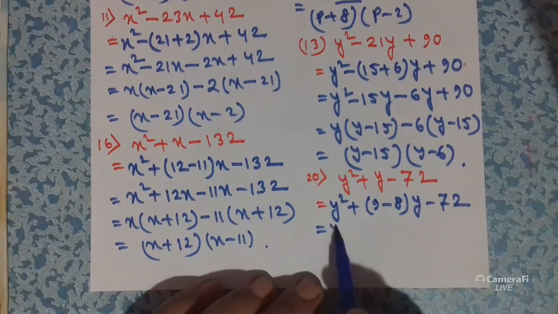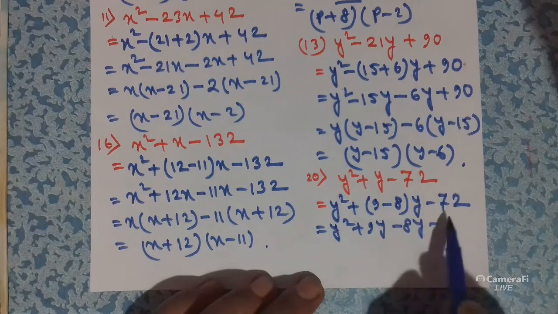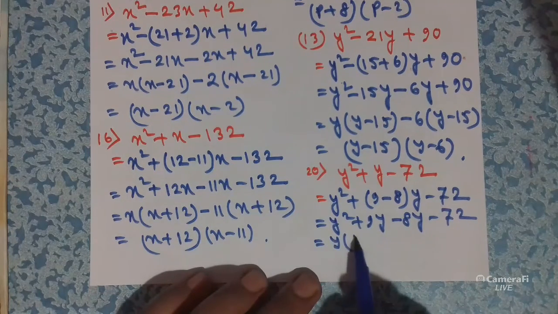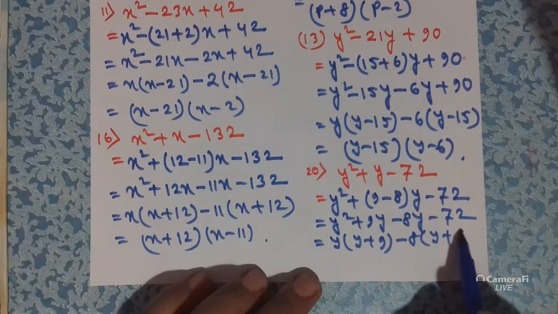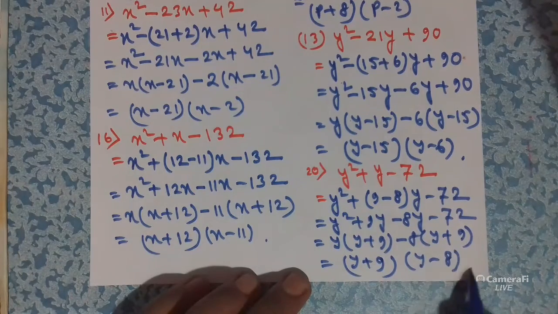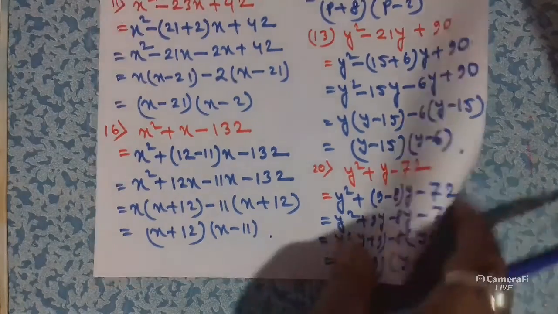Now remove this bracket, it will be y square plus 9y minus 8y minus 72. So from the first two terms we can take y as common, and from the last two terms we can take minus 8 as common. So y plus 9 and y minus 8 will be the answer. Understood everyone? Next problem.